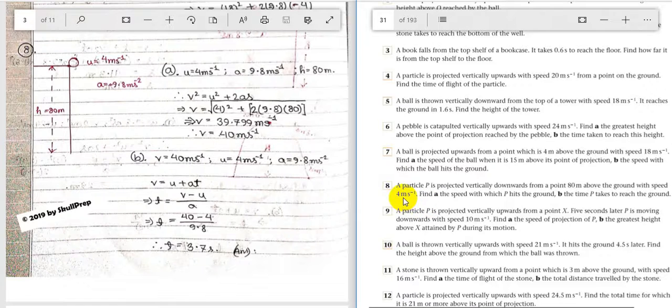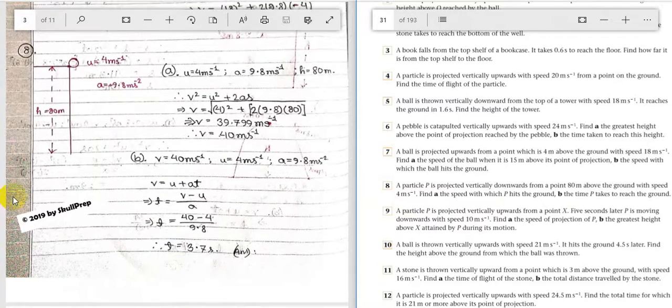It has given you the initial velocity, that is 4 meters per second, and the distance is 80 meters that it would cover, and it's about a motion under gravity, so a would be 9.8 meters per second squared, and that's going to be positive. You see that I wrote negative, but I cut it, so it's positive 9.8 meters per second squared. For part A, list all the information given in the question, and using the equation v squared equals u squared plus 2as, put all the values in it, and using the calculator you can find that the value for v with which it hits the ground is going to be 40 meters per second.